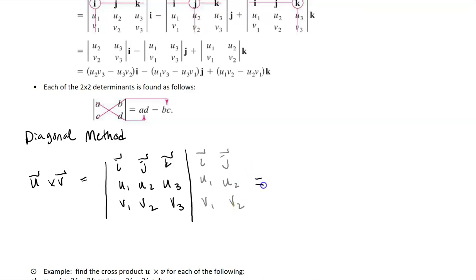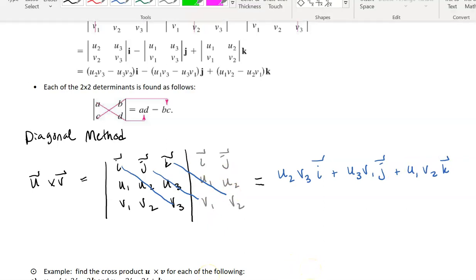Okay, so now what I'm going to do is draw a forward line across the diagonals, very similar to what you did here. My first one is going to be, and I'm going to put these out of order, u2, v3, i. Then I'm going to add u3, v1, j. And then finally, I'm going to add u1, v2, k. This is why we need those two columns copied.